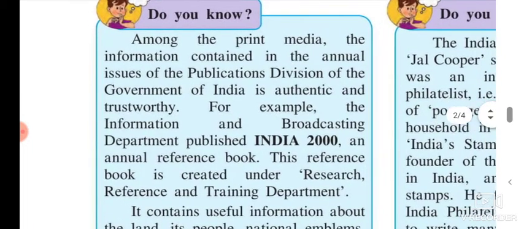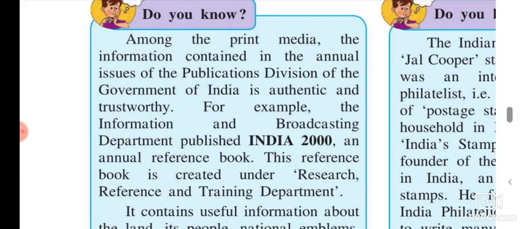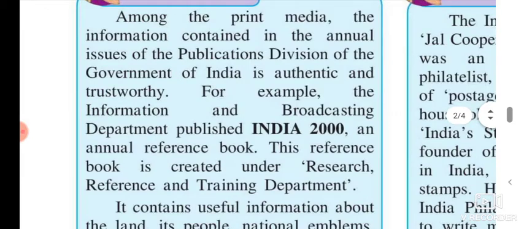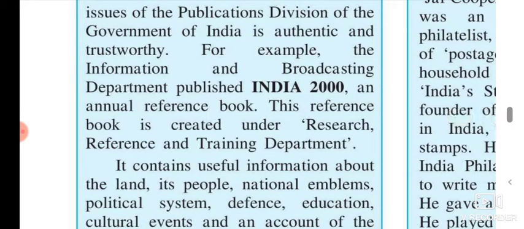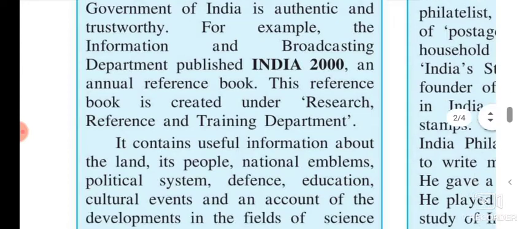You again have an information box here. Do you know, among the print media, the information contained in the annual issues of the publication divisions of the Government of India is authentic and trustworthy. For example, the Information and Broadcasting Department published India 2000, an annual reference book. This reference book is created by the Research, Reference and Training Department.